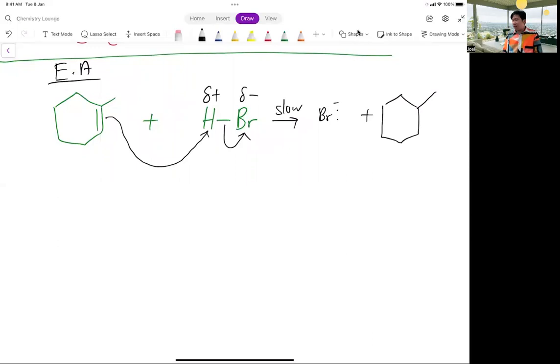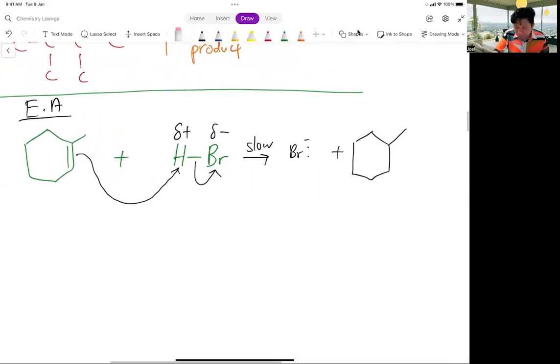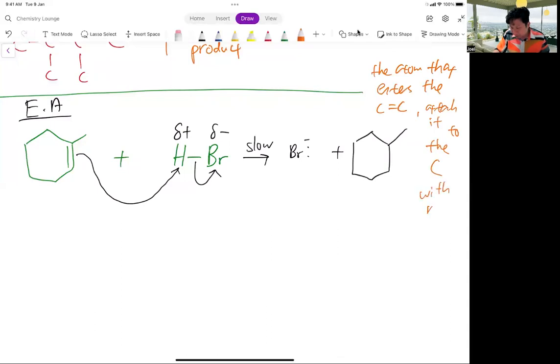Now, so who enters the alkene first? Who? H or Br? H. Now, the atom that enters first enters to the carbon with more H. Hold on. The atom that enters the CC double bond, attach it to the carbon with more H. It means what? Can you see that this guy has 2 H's, right? This guy only 1 H, right?